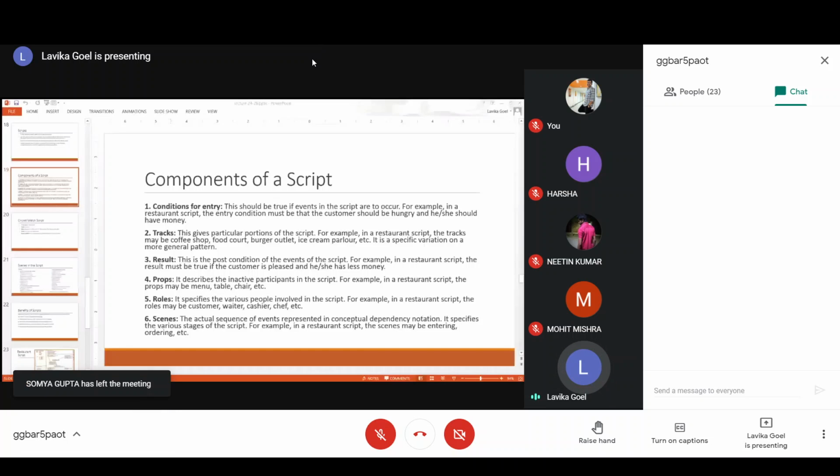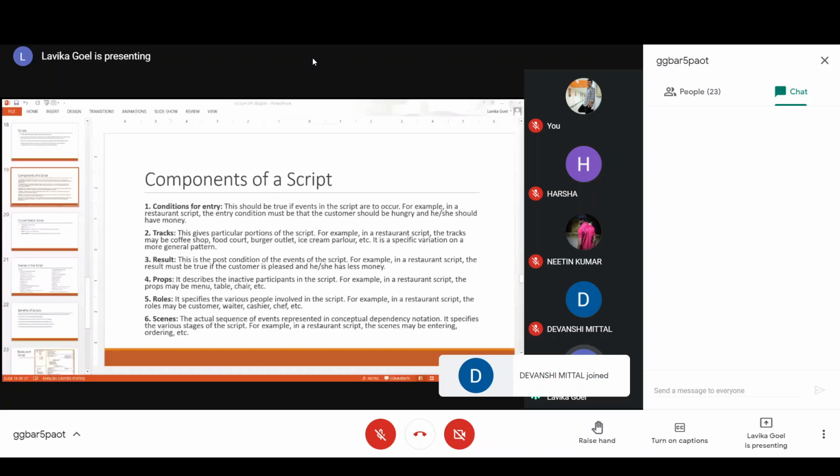Then the tracks. Tracks is basically some particular specific instance of a more general name. For example, for a restaurant script, the tracks could be a coffee shop, a food court, a burger outlet, ice cream parlor, etc. So basically, these are specific variations on a more general name, that is a restaurant script.